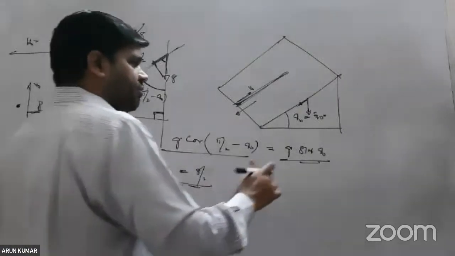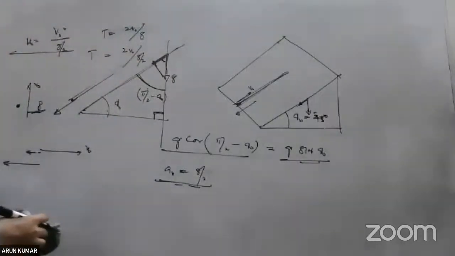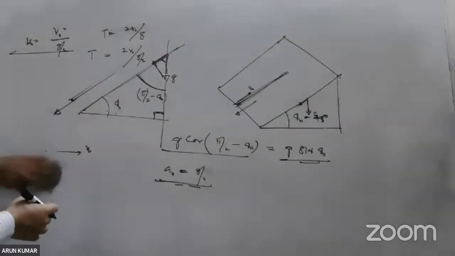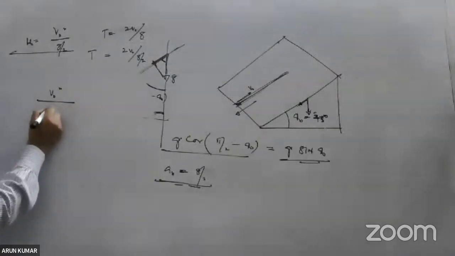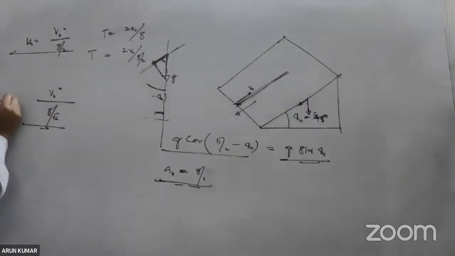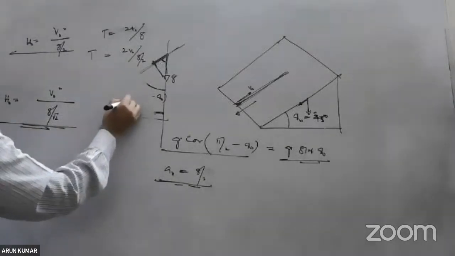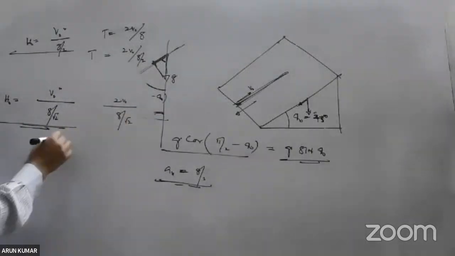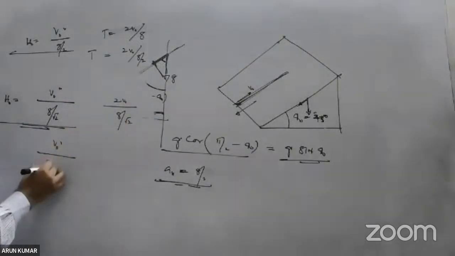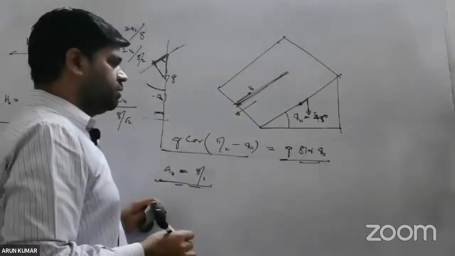But what if I were to write 45 degrees? How will everything change? 1 by root 2. g by root 2. So v naught square by g by root 2 would be my maximum height reached. So time of flight would be 2v naught by g by root 2. So if it is theta, it will be v naught square by... Okay, sir. H naught and T naught again.